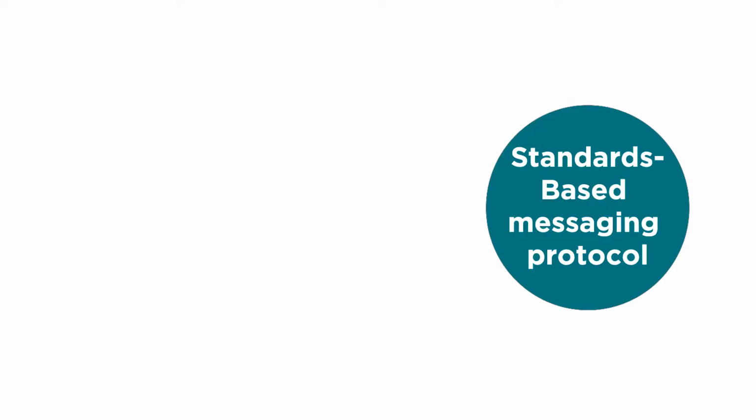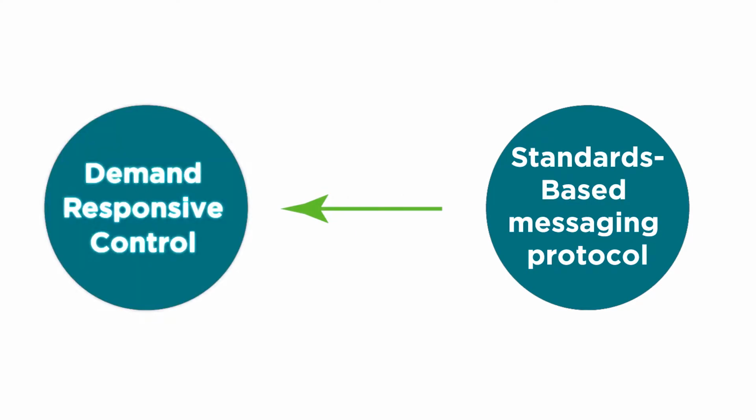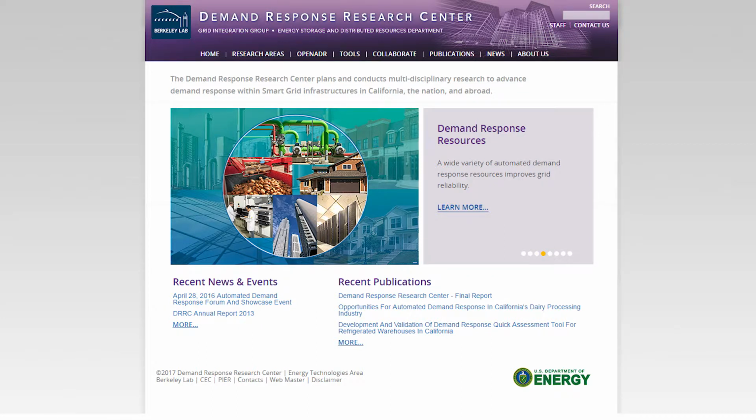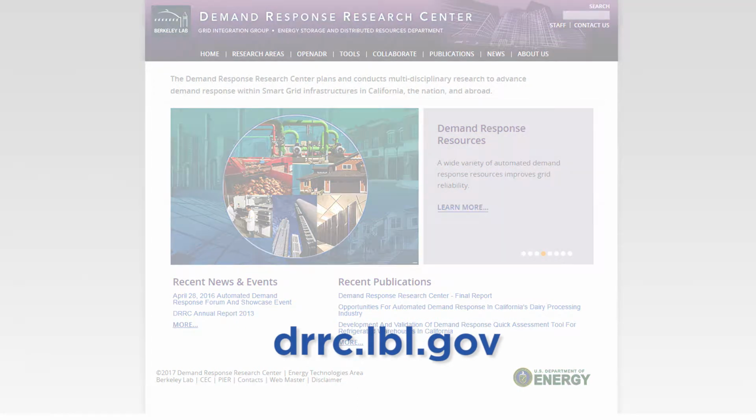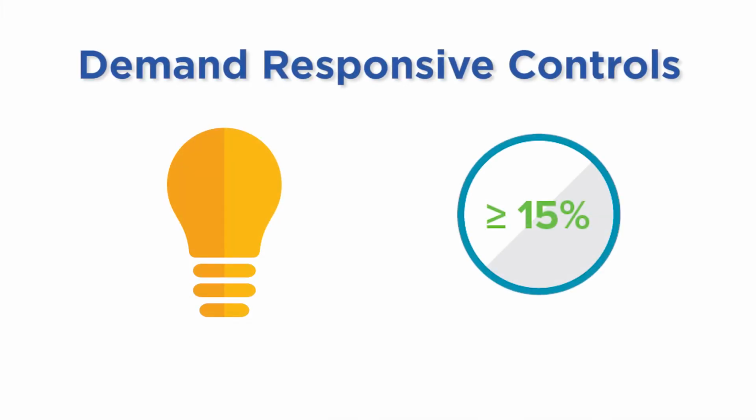Demand-responsive controls and equipment must be capable of receiving and automatically responding to at least one standards-based messaging protocol. In California, the messaging protocol most often required by utility demand response programs is OpenADR. More information on OpenADR is offered by the Demand Response Research Center. Their website is drrc.lbl.gov. The demand-responsive controls must reduce the total lighting power of all non-excluded spaces by at least 15% when a demand response signal is received.